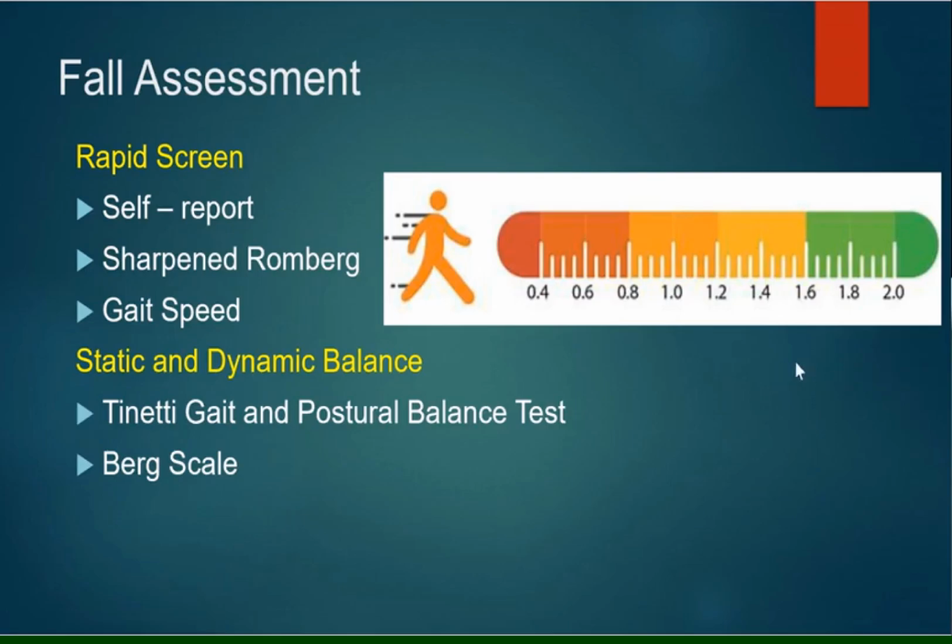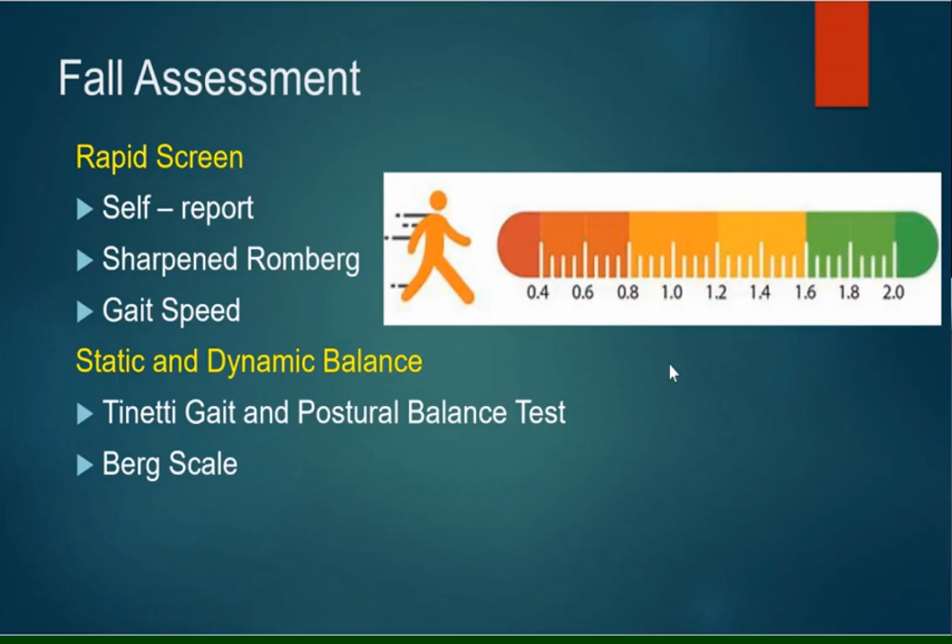I tend, for simplicity purposes, to use 1 meter per second as the cutoff for those who are at risk for falls and those who are not. You can get a sense here with color coding, based on age-matched controls, where people with 0.8 meters per second and less are at incredibly high risk of falls. And those are the ones that we typically like to refer to a multidisciplinary fall prevention clinic. But I'm an advocate of using 1 meter per second as that cutoff.